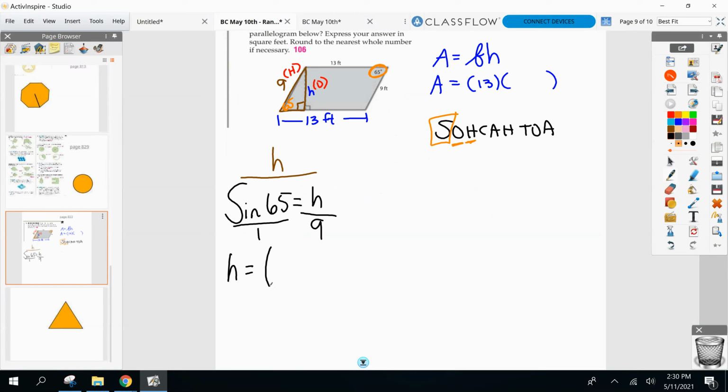So height is equal to the sine of 65. Make sure my calculator's in degree mode. Times 9. Don't round it. Keep it in my calculator and multiply it by 13. Okay, using sine, cosine, and tangent, I know I'm going to have to use sine, cosine, tangent if I get an angle that's not 30, 60, or 45. Automatic giveaway that it's got to be sine, cosine, tangent if I don't have a special right triangle I'm working with.